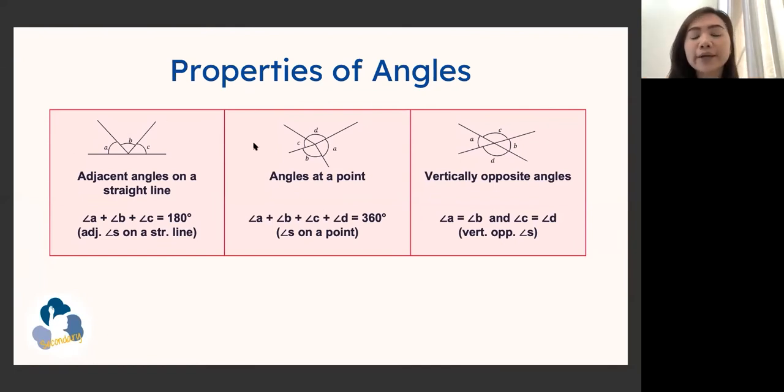Let's recap. All of you know that all the angles on a straight line add up to 180. Then all the angles about a point add up to 360. And you know about vertically opposite angles.